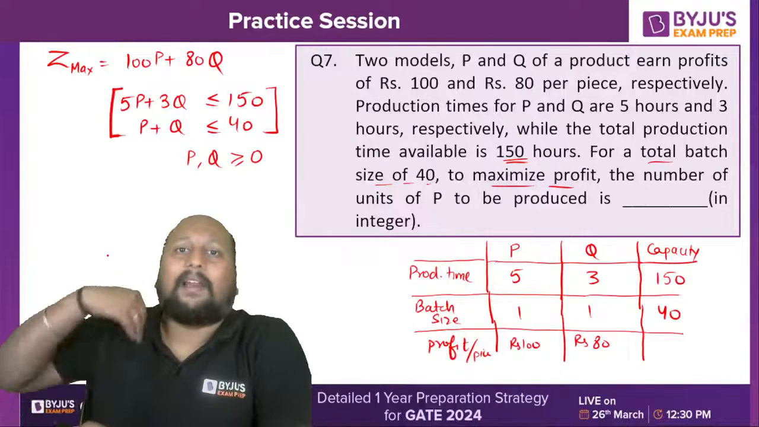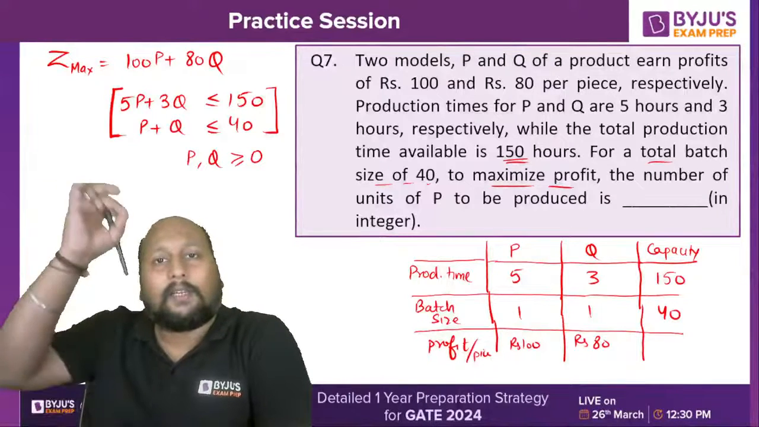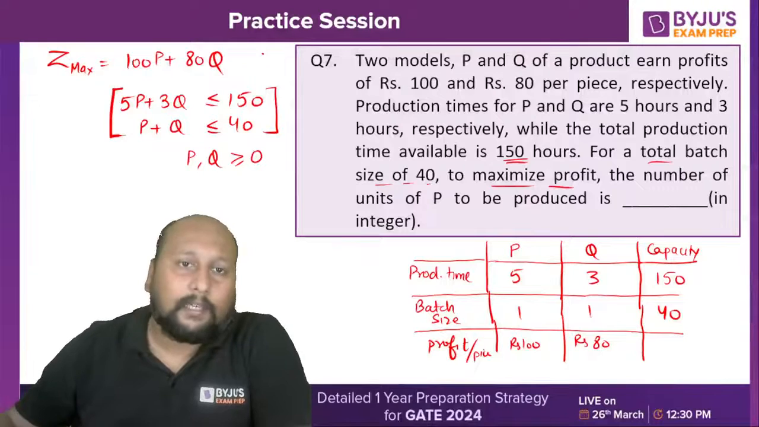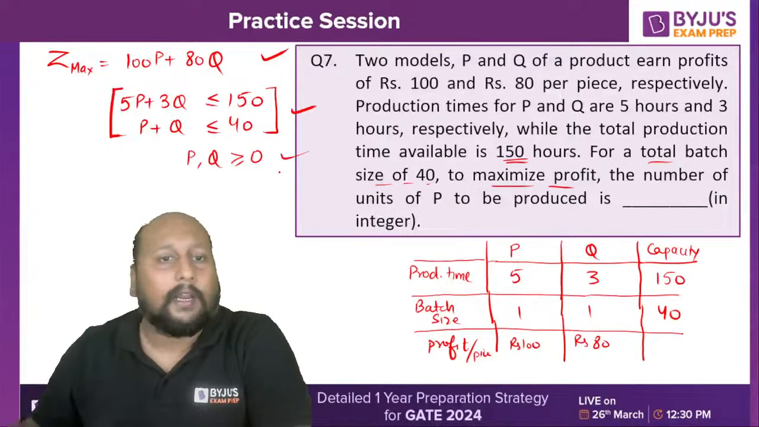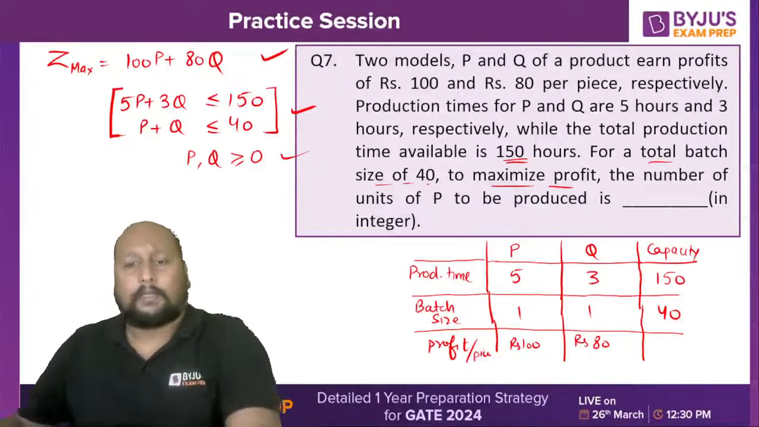You cannot have a negative manufacturing, right? It will always be positive. So all the three requirements for any linear programming we have fulfilled. We have the objective function, we have the constraints, we are having the non-negativity criteria. Now we can simply apply the graphical approach to get the answer.